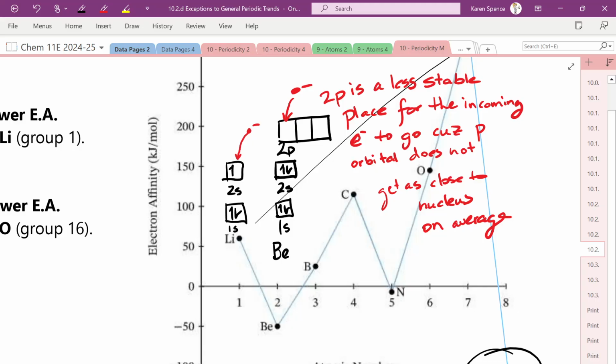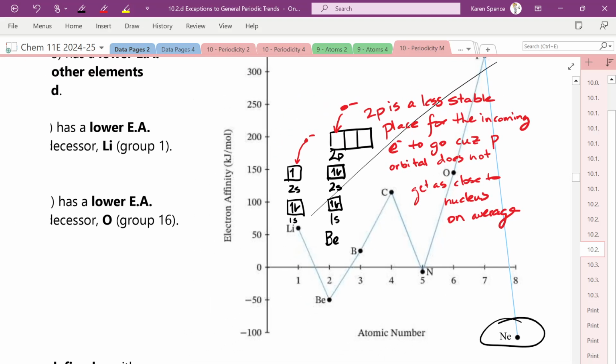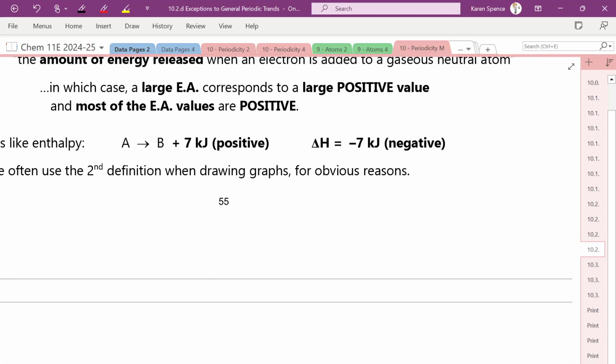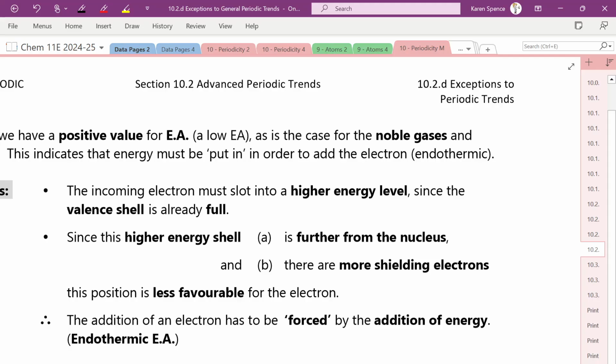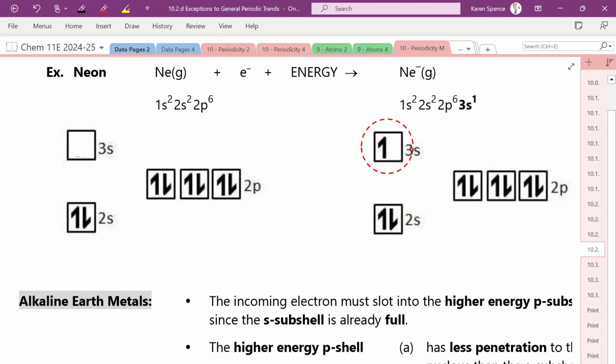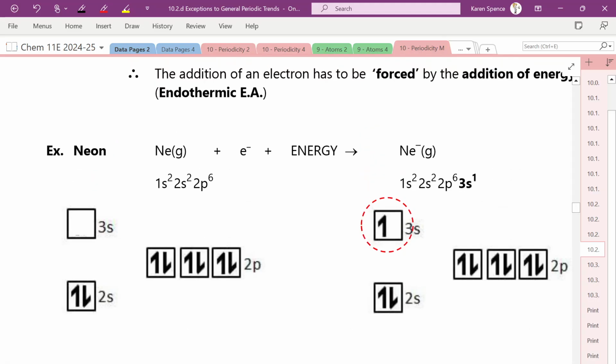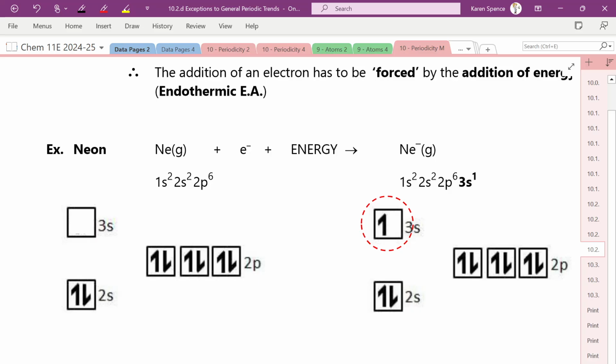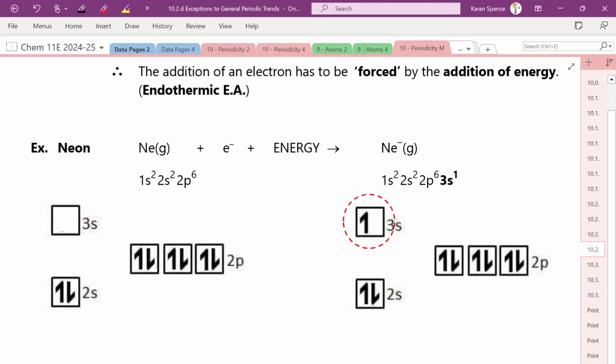What happens with nitrogen? Shall we just go and look? Here's neon. Sorry, let's deal with neon first. Everybody else in period 2 has electrons going into energy level 2. All the other elements.